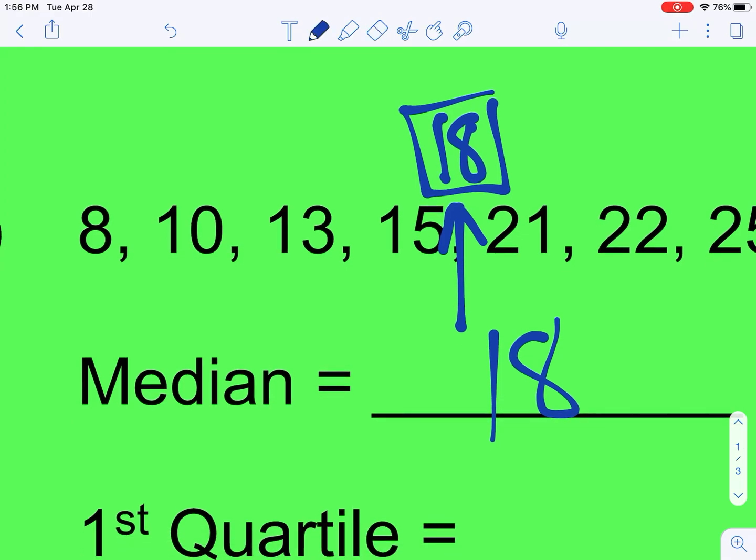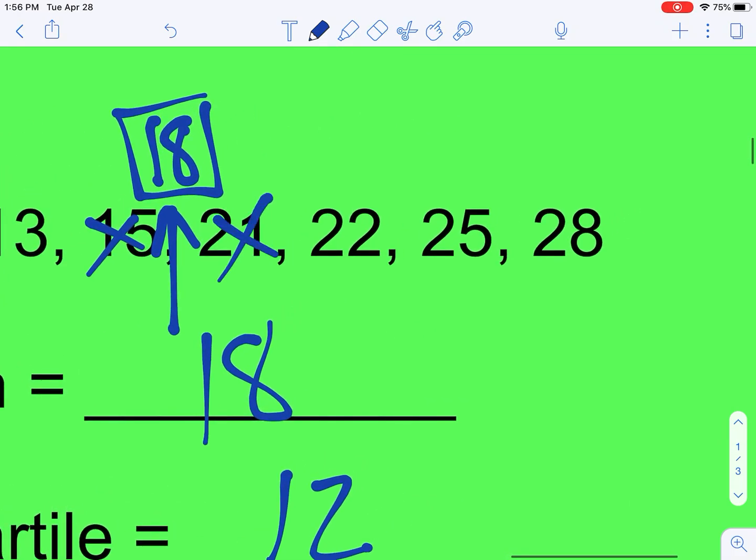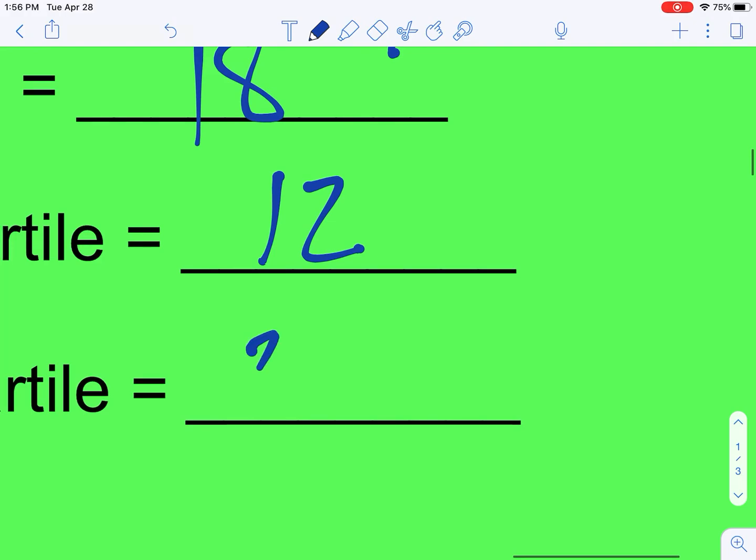So this time my median, look, I got 2 numbers left over. It's going to be in between 10 and 13, which is going to be 12. And my upper quartile or my third quartile is going to be in between 22 and 25, which is going to be 23 and a half.